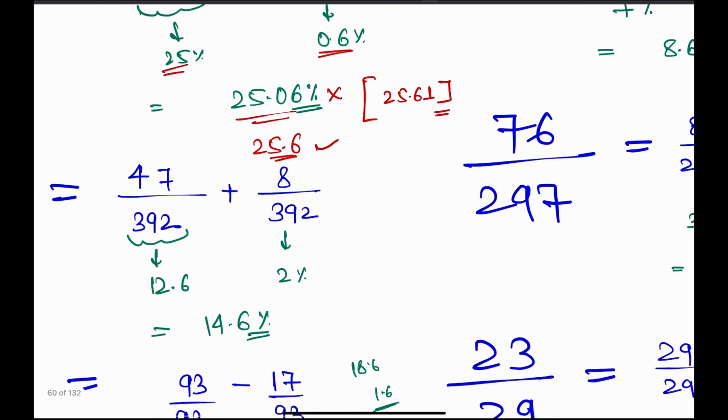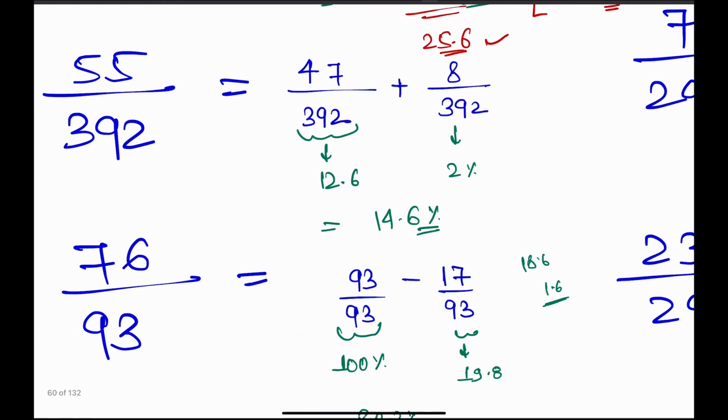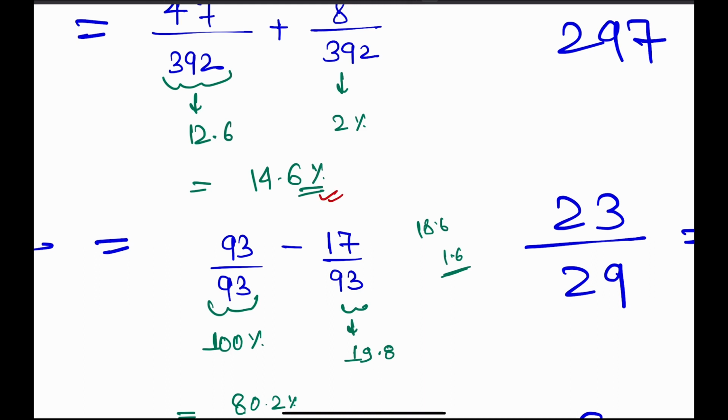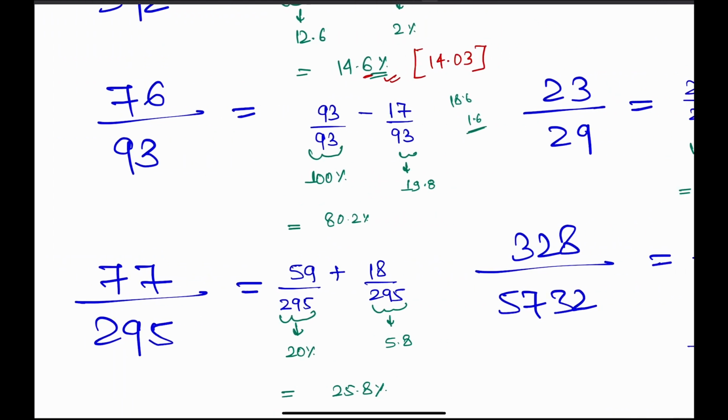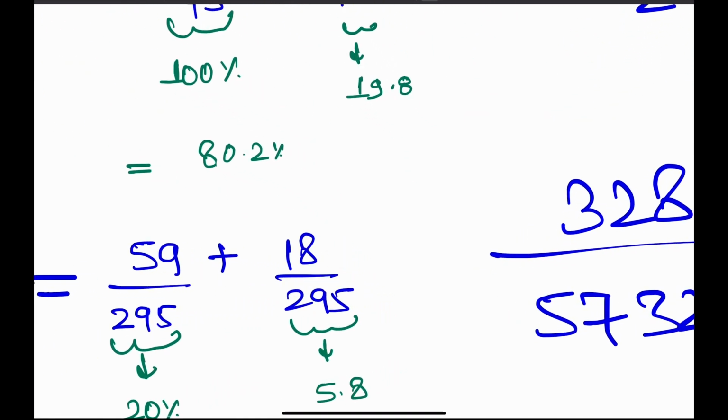Yeah, it is taking time although, but right now I just want to focus on the understanding part. 55 divided by 392, so 14.03, correct? This must be, I can say 14 point, but the last digit, I'll try to be correct next time. Next one is 76 divided by 93, then it should be something, oh no, this one is too long, 81.72.